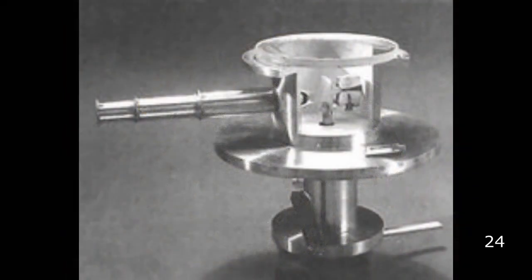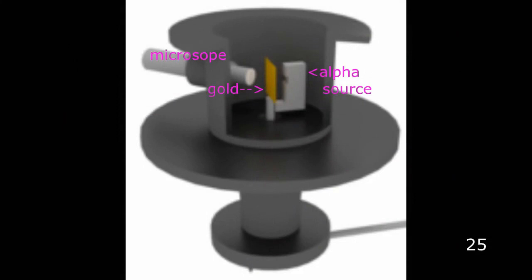Here's a picture of the equipment that Marsden and Geiger used to detect the alpha particles. Here we see a piece of gold foil placed in the center of the apparatus with the source of alpha particles directly behind it. Rutherford used radioactive radium as a source of alpha particles. On the other side of the gold foil, we can see a microscope which has a scintillation screen attached to the end nearest the gold foil.